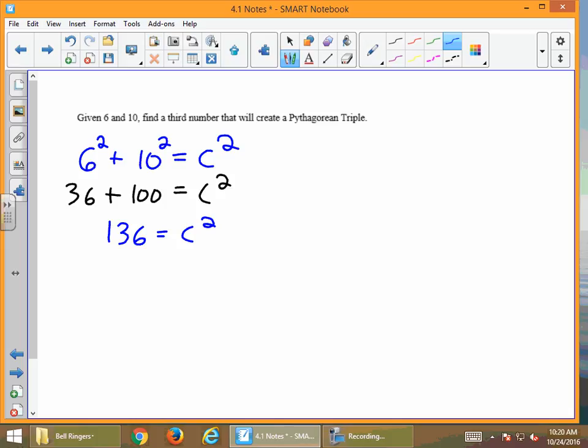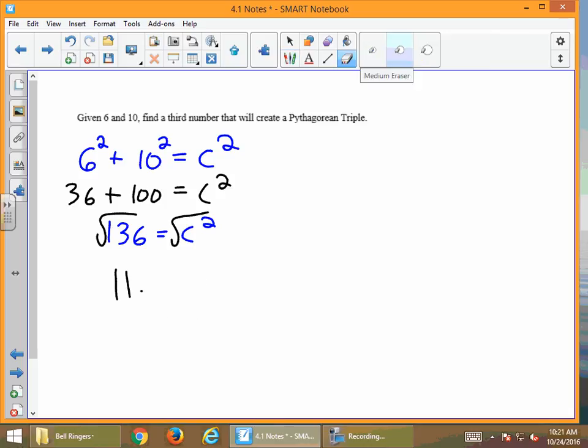C squared equals 136. How do I solve? I do square root. Is 136 a perfect square? Again, check yourself. Do square root of 136. You guys are shaking your head no. What does that equal? 11 point what? Yeah, 11.6 or 7, however you want to round it. I'm okay with that. But we know it's a decimal here, so that's not going to work. So C can't be the value we're looking for.